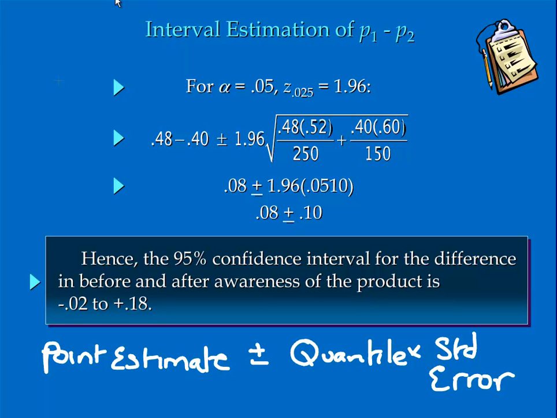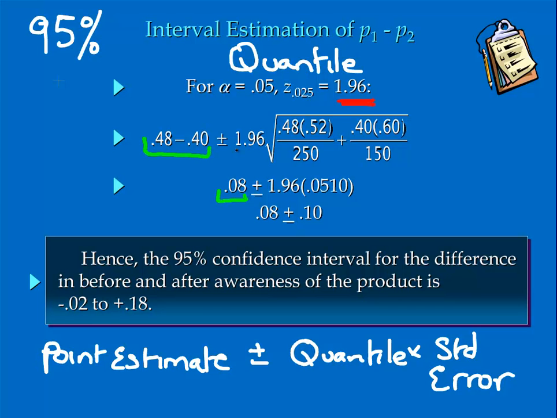Now, we're dealing with a 95% confidence interval. The quantile for a 95% confidence interval when you're dealing with large samples is 1.96. Hopefully at this stage you should be very well aware of that by now. So here we have the point estimate, 0.08, here we have our quantile, 1.96, and the last part is the standard error.